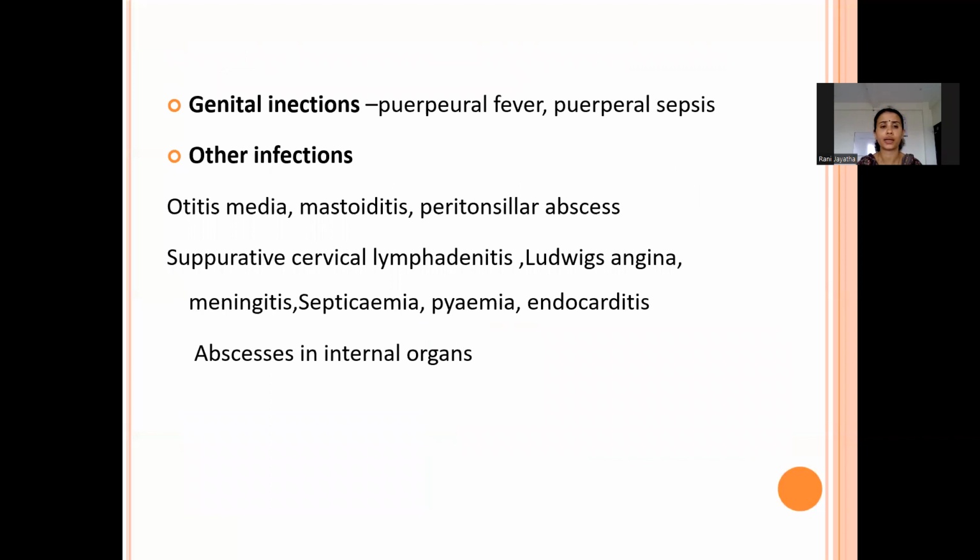Other infections are genital infections, puerperal fever, puerperal sepsis, and other infections such as otitis media, mastoiditis, peritonsillar abscesses, suppurative cervical lymphadenitis, Ludwig's angina, meningitis, septicemia, pyemia, endocarditis, and abscesses in internal organs.